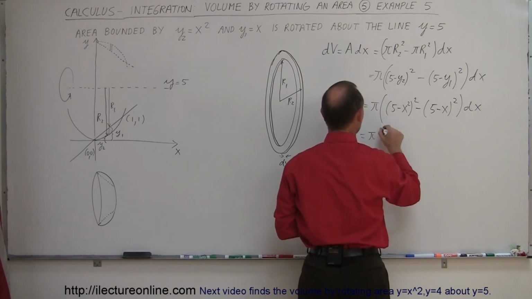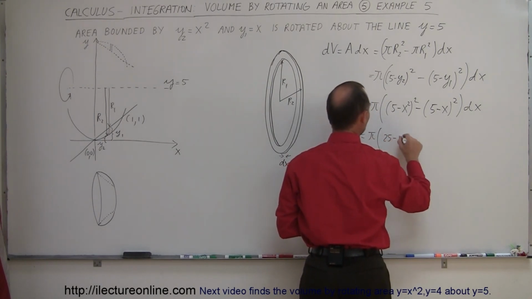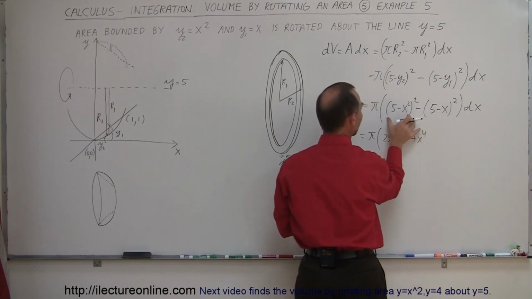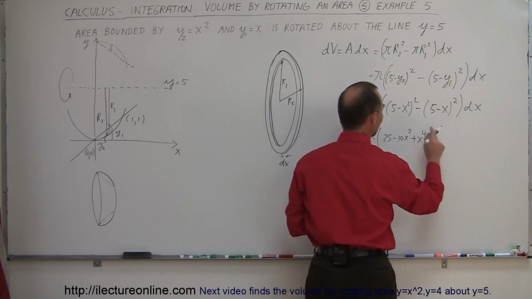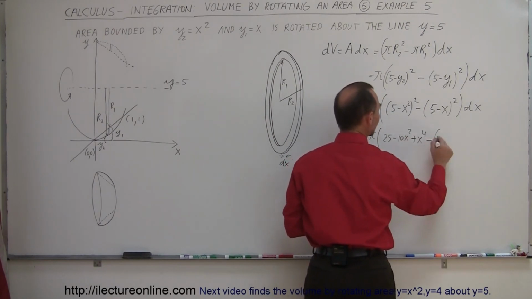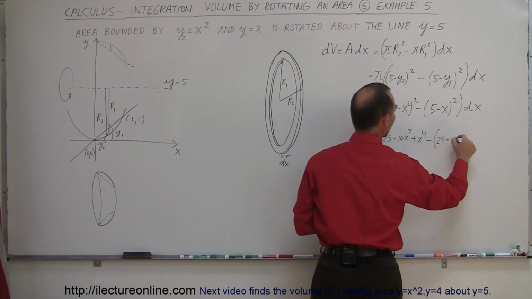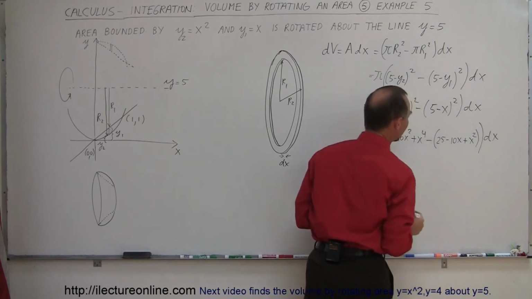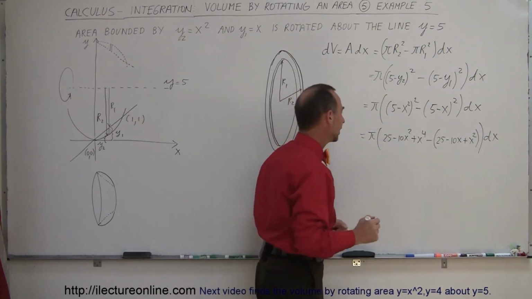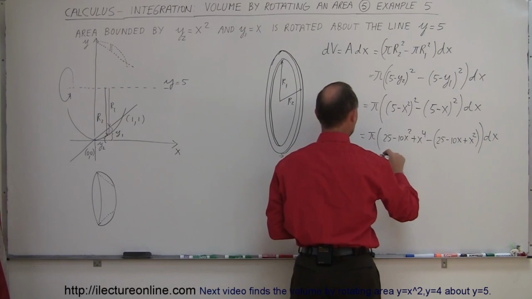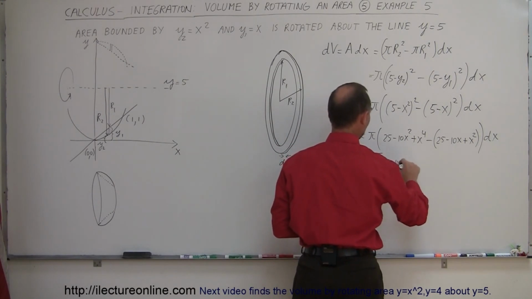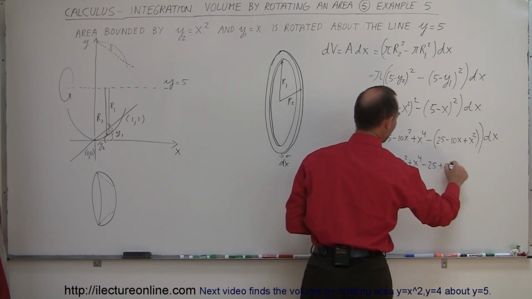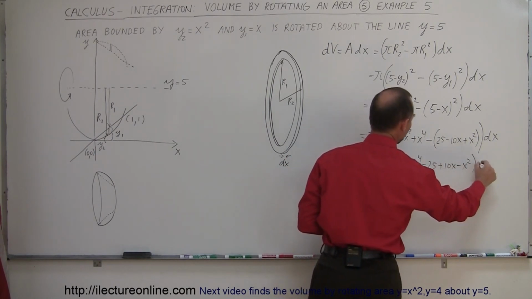So this is equal to pi times 25 minus 10x squared plus x to the fourth. So when I square this, I get this. Minus, I still need parentheses so I don't mess up with the minus sign here. So here we get 25 minus 10x plus x squared, the whole thing times dx. And then if we apply the negative sign in there, this is equal to pi times 25 minus 10x squared plus x to the fourth, minus 25 plus 10x minus x squared, the whole thing times dx.